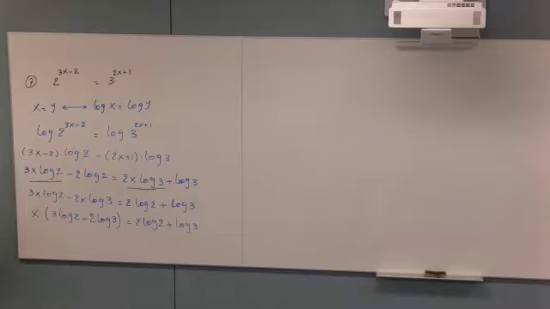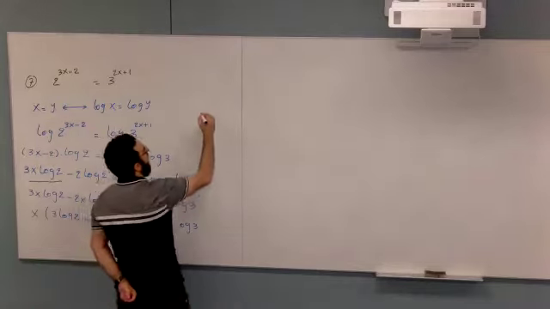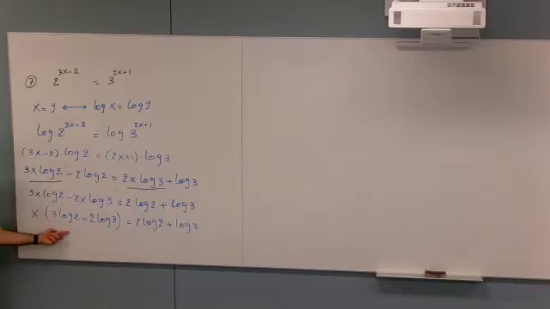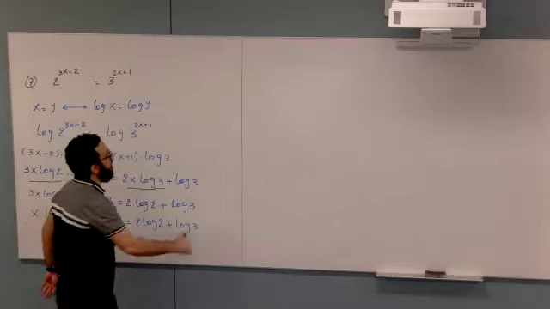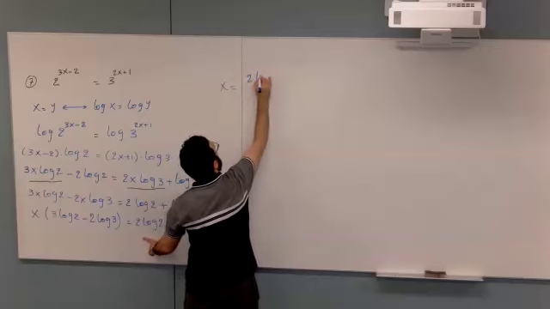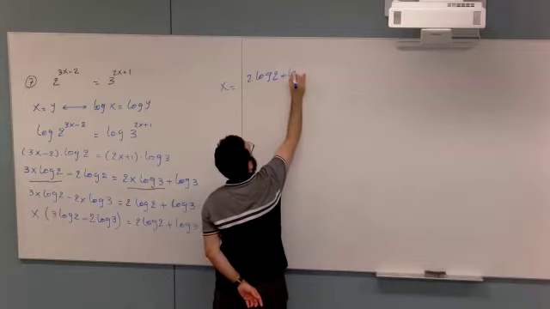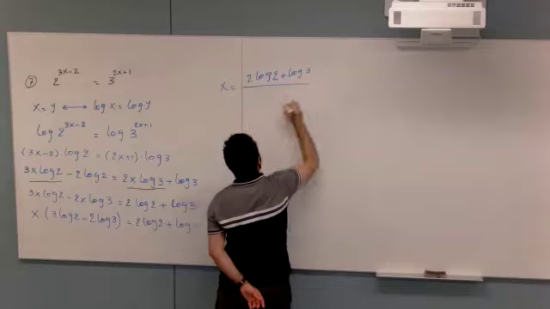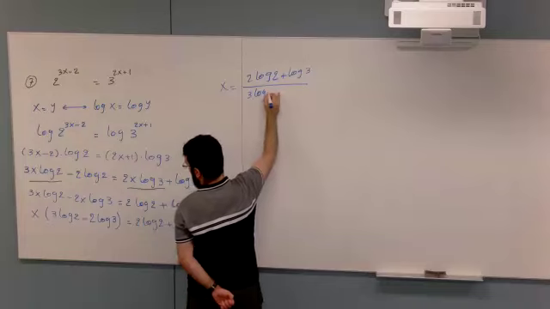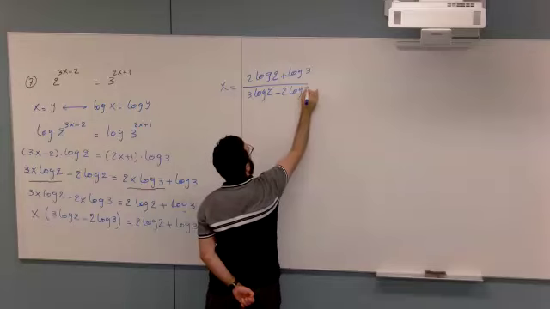Now, how am I going to find the value of x? Tell me, how are you going to find the value of x? That's the step. You have to divide. Divide by what? 3 log 2 minus 2 log 3. Like everything here. So after you divide everything here, x is going to be equal to log 2 plus log 3 divided by 3 log 2 minus 2 log 3.